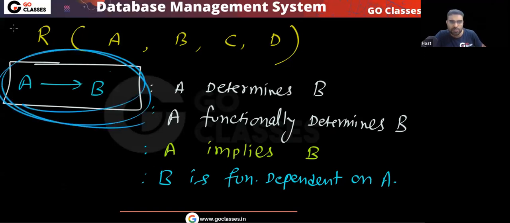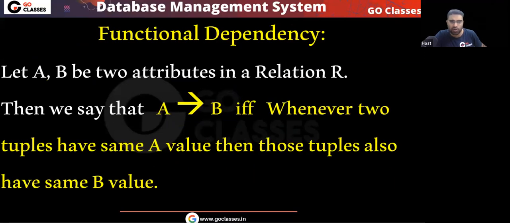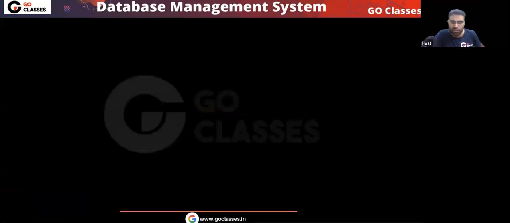So this means A determines B. Now, when can I say A determines B? A determines B if and only if whenever two tuples have the same A value, then those tuples must have the same B value. Whenever two tuples have the same A value, then they must have the same B value. So this is the idea.